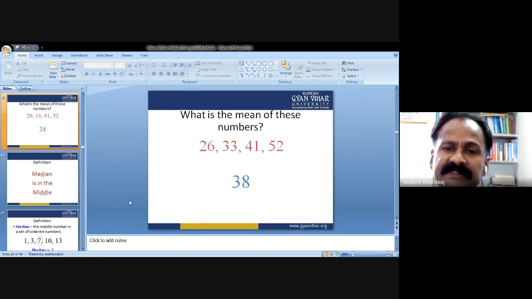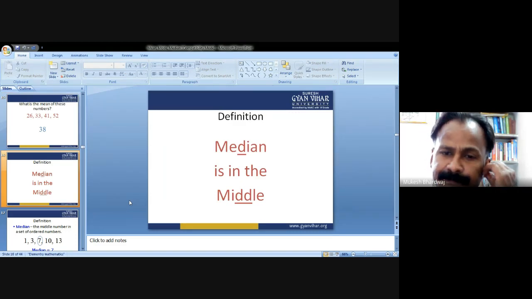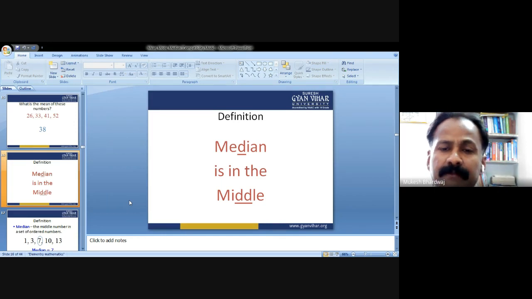What is the mean of these numbers? 26 plus 33 plus 41 plus 52 divided by 4. It comes out to be 38. Now, we come to the next topic, that is median. Define median.